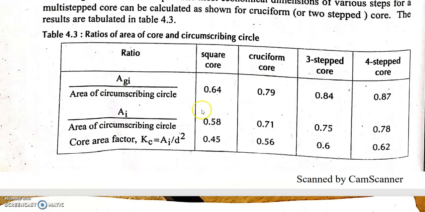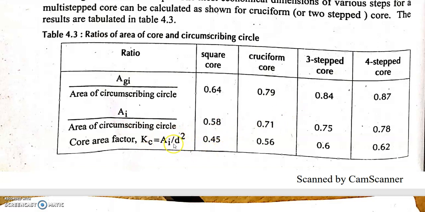Then we are tabulating all the values, that is the value of gross core area to area of circumscribing circle, and net core area to area of circumscribing circle, and core area factor. So these three values for square core and cruciform core we have calculated. So we can make a comparison. See here in the cruciform core, this gross core area and the net core area is getting on increasing for the same value of D. So that is the important thing.